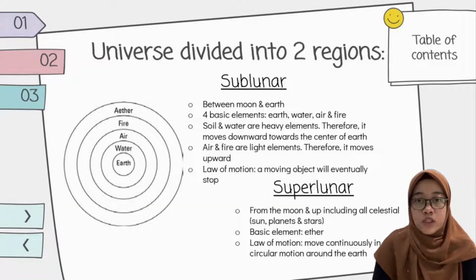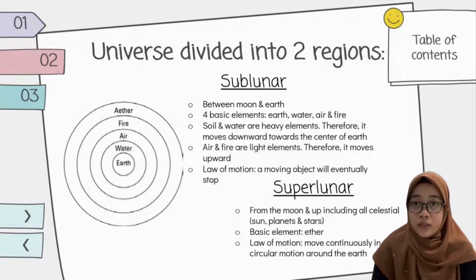Next, we proceed to the two regions of the universe, which are sublunar and superlunar. Sublunar is situated between the Moon and Earth and has four basic elements: earth, water, air, and fire. Soil and water are heavy elements, so they move downward toward the center of Earth. Meanwhile, air and fire are light elements, so they move upward. Based on the law of motion of sublunar, every moving object will eventually stop, and a fixed object will remain static unless there is an outside force that drives it.